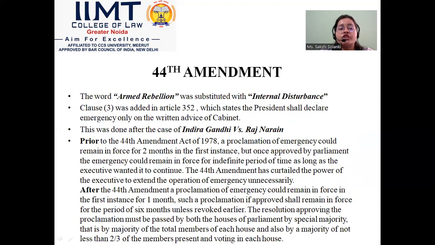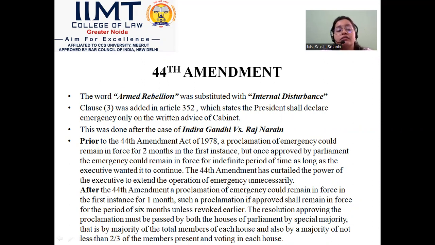There was a major amendment which changed certain words in Article 352. So we will now understand what that word was and by which word it was replaced. The words armed rebellion were substituted with internal disturbance. Clause 3 was added in Article 352, which states the President shall declare emergency only on written advice of the Cabinet. And this was done after the case of Indira Gandhi versus Raj Narain.